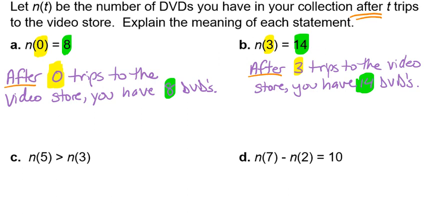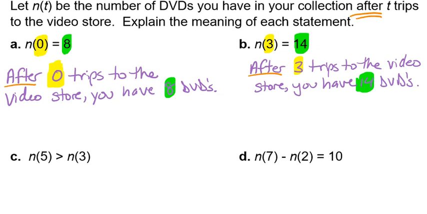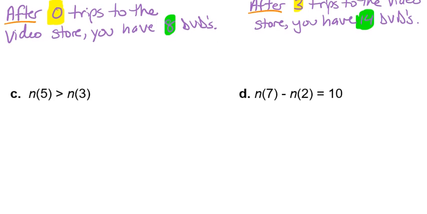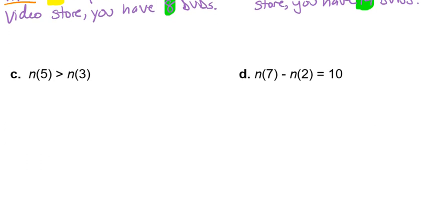Let's take a look at letter C, as it's a little bit different because now we have an inequality symbol there. It is telling us that our n of 5 is greater than n of 3. So what might that mean? Because we know that n of 5 means how many DVDs we have after we've been to the store 5 times, and that our n of 3 is the number of DVDs we have after we've been to the store 3 times.